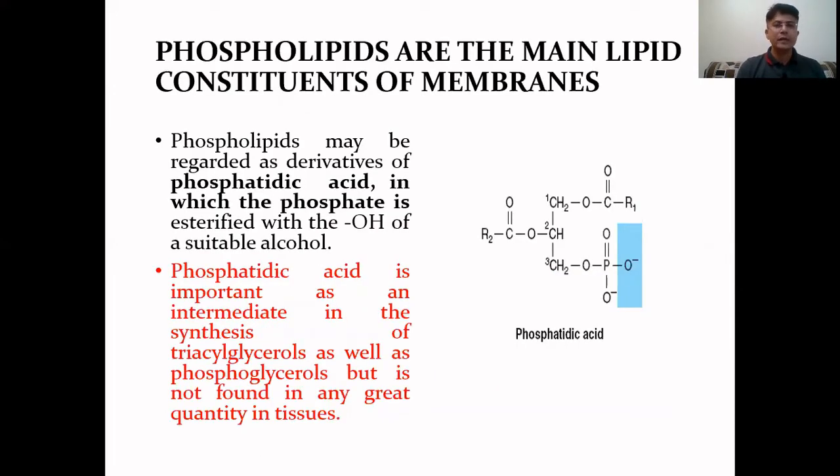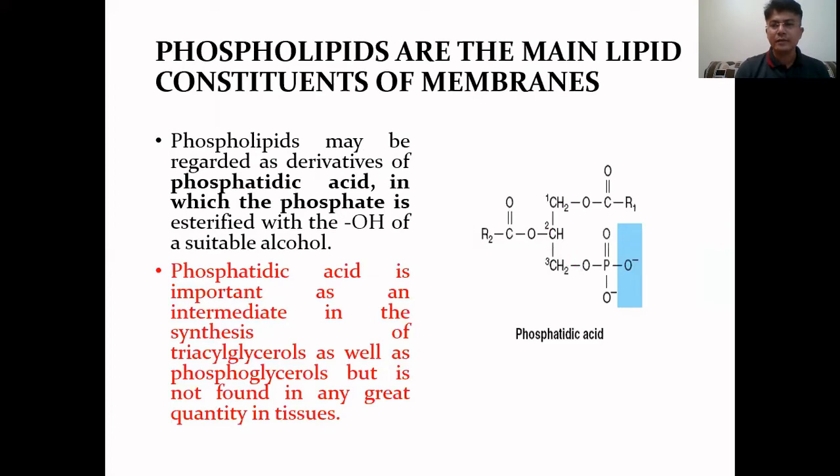Phospholipids are the main lipid constituents of the membrane. Phospholipids may be regarded as derivatives of phosphatidic acid, in which the phosphate is esterified with the hydroxyl group of a suitable alcohol. Phosphatidic acid is important as an intermediate in the synthesis of triacylglycerols as well as the phosphoglycerols, but is not found in any great quantity in the tissues. So this is the phosphatidic acid, where the phosphate is present at the third carbon of a diacylglycerol. This phosphatidic acid is generally found in association with other compounds.